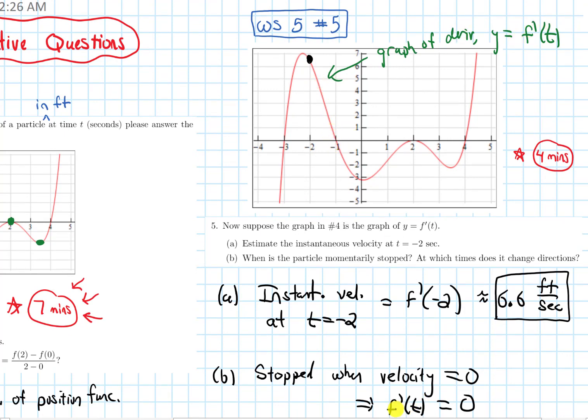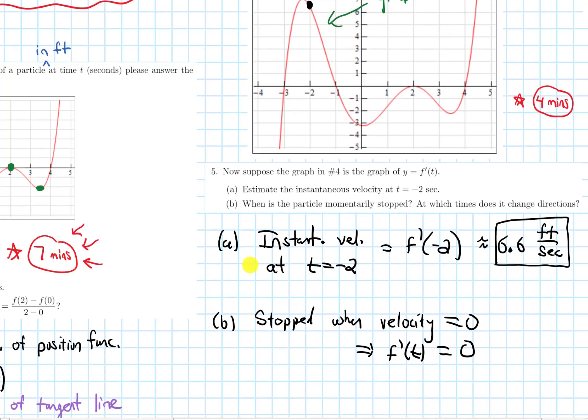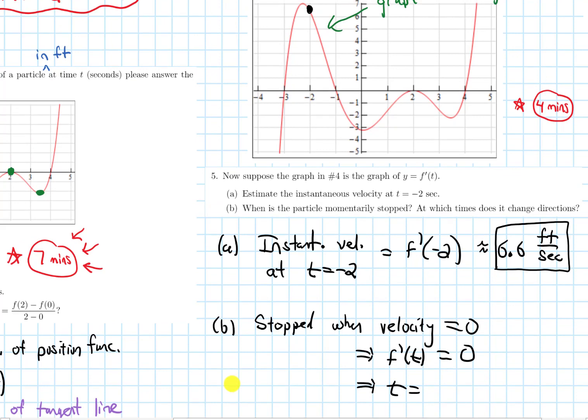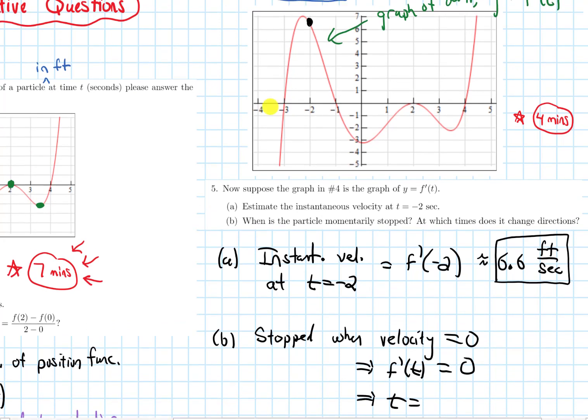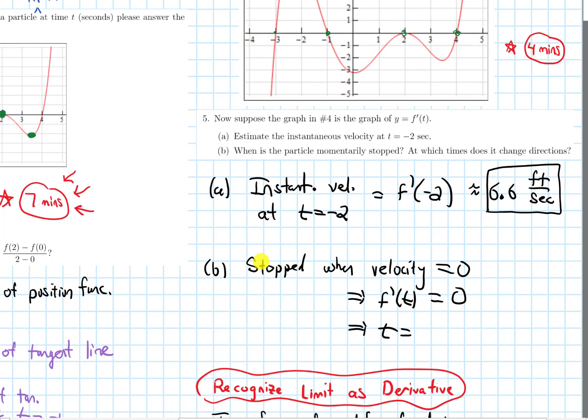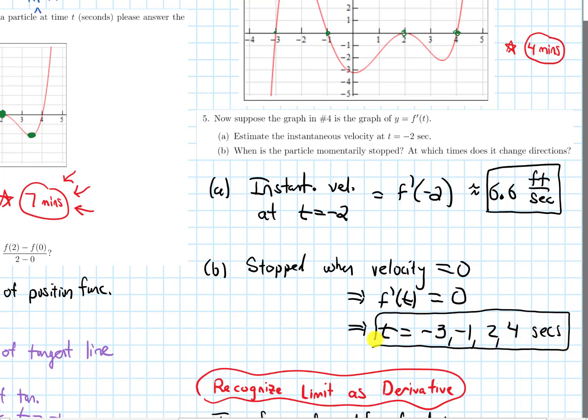Looking at my graph, I can see that that's going to happen here at -3, at -1. It seems to happen at 2, and also at 4. So let's write those t values. We get t equals -3, t equals -1, 2, and 4. And the units are seconds. And that is our answer.